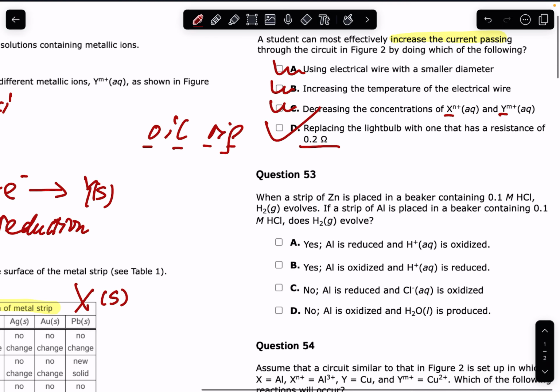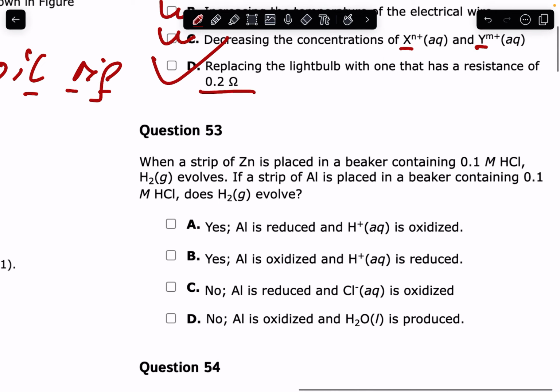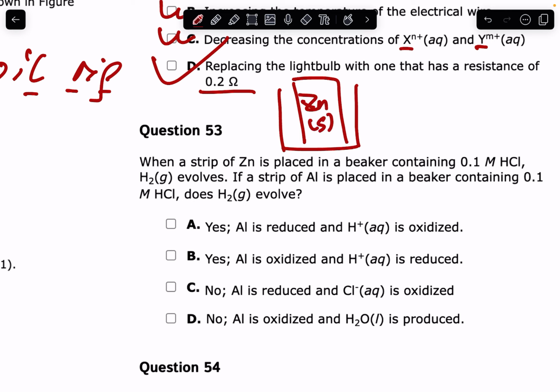All right, question 53. When a strip of zinc is placed in a beaker containing 0.1 molar HCl, H2 gas evolves. If a strip of Al is placed in a beaker containing 0.1 molar HCl, does H2 gas evolve? Okay, so there are many facets of this question stem that we need to break down. First, let's say I have a beaker, and in there I have this zinc solid, a strip of zinc, okay? And then I have 0.1 molar HCl.